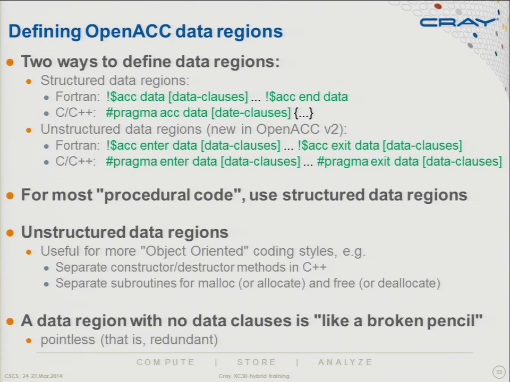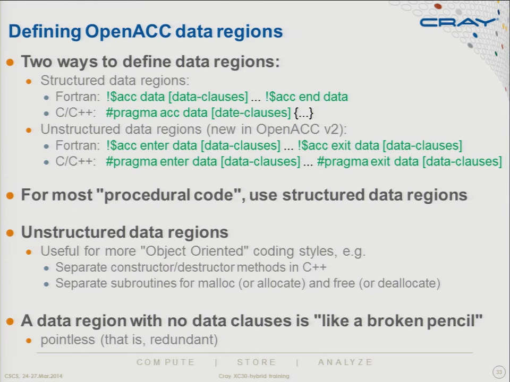So what do you do to make this data region? Well, there's a new directive which is ACC data and end data. With C and C++, instead of an end statement, you've got curly brackets. If you do real C++ programming, or you use an object-oriented type of Fortran programming, there's something called an unstructured data region, which I'm not going to talk about. For most procedural code, structured data regions are what you use.